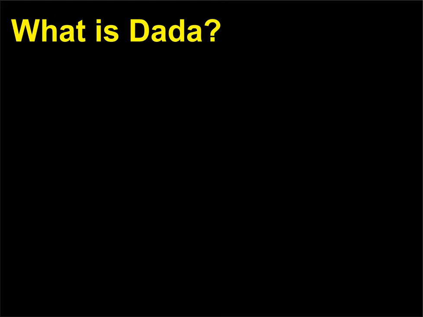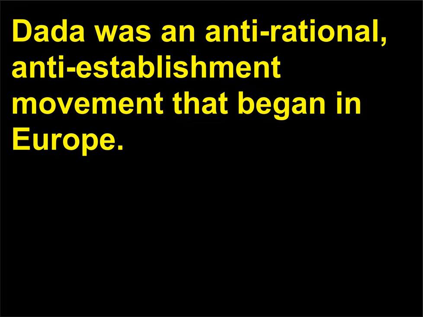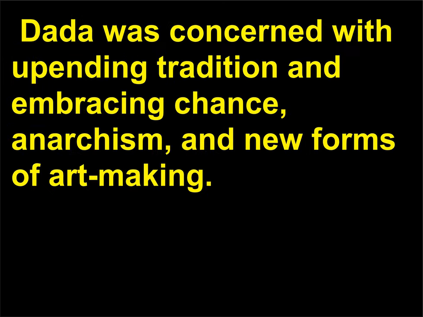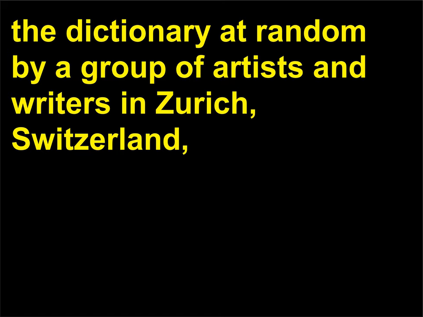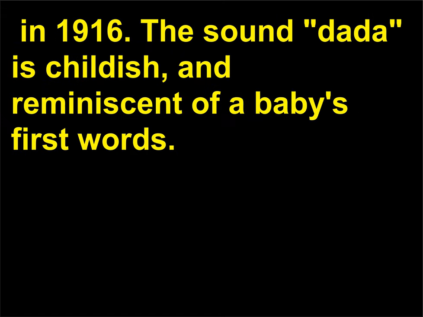What is Dada? Dada was an anti-rational, anti-establishment movement that began in Europe. Dada was concerned with upending tradition and embracing chance, anarchism, and new forms of art making. The word Dada itself is essentially meaningless and was supposedly chosen from the dictionary at random by a group of artists and writers in Zurich, Switzerland, in 1916. The sound Dada is childish and reminiscent of a baby's first words.